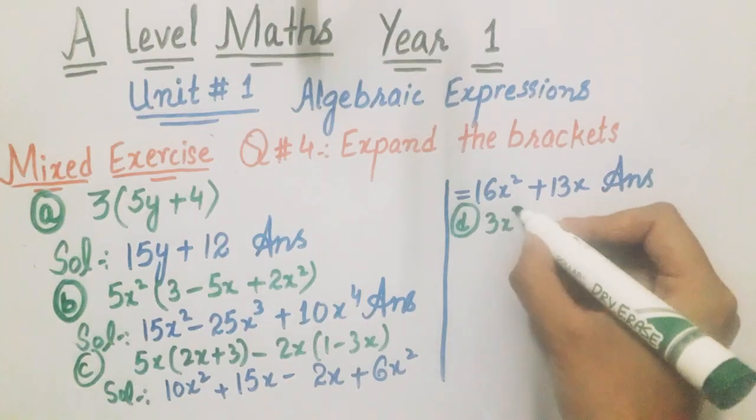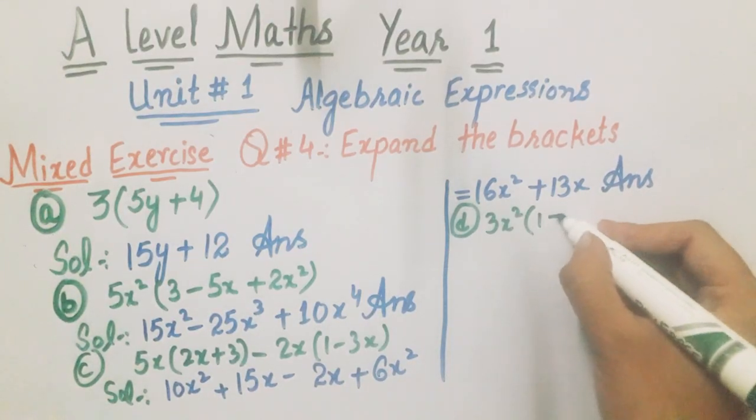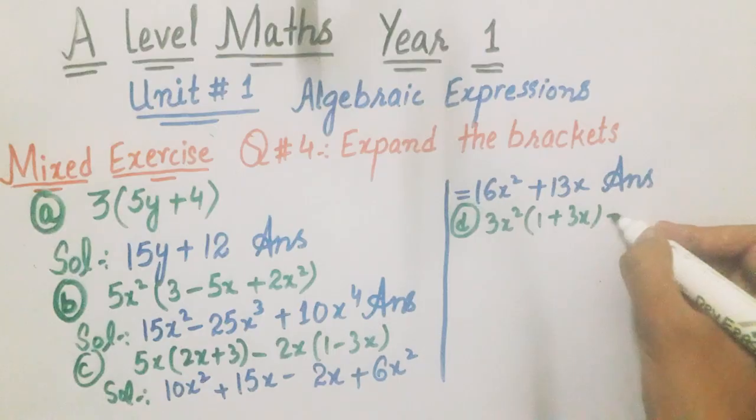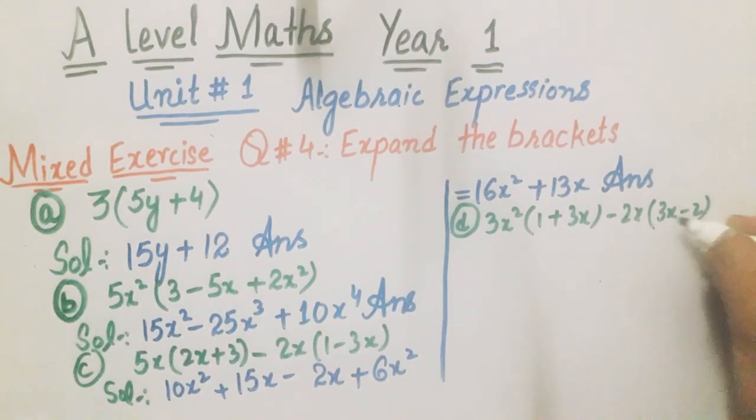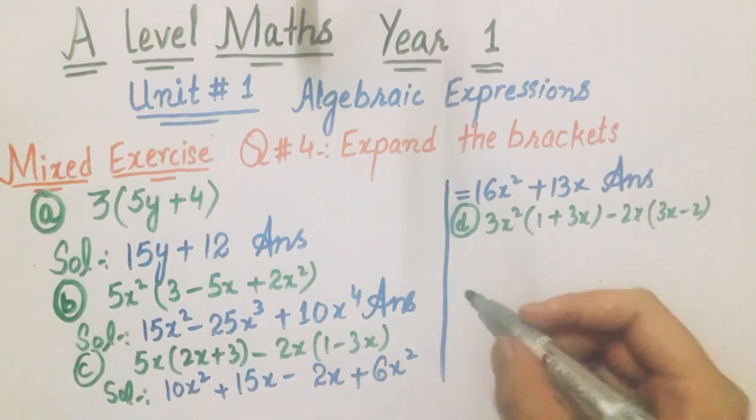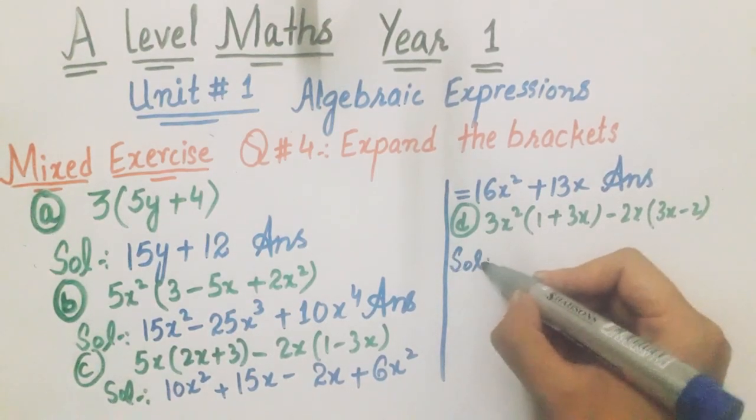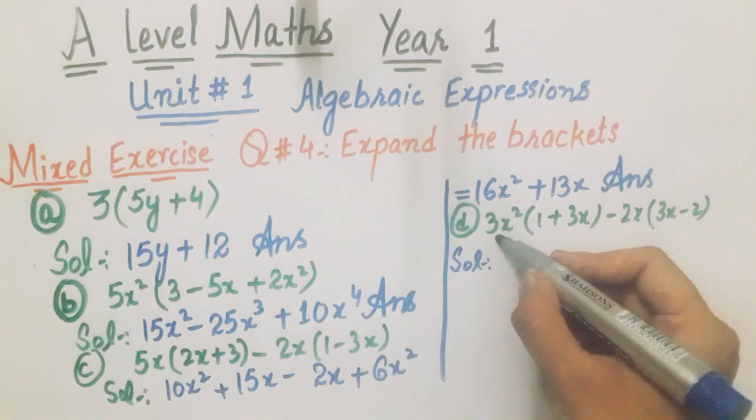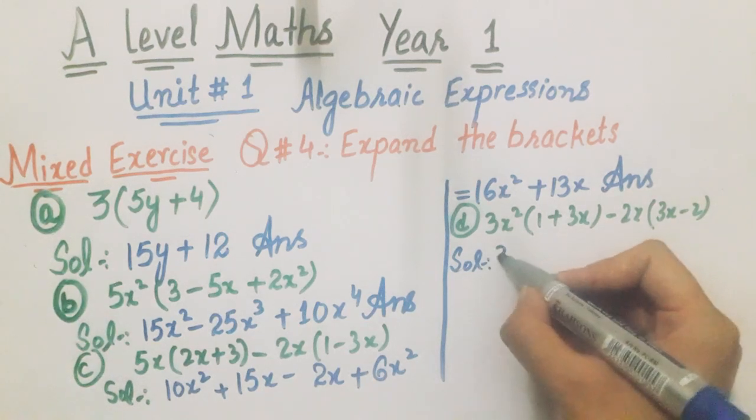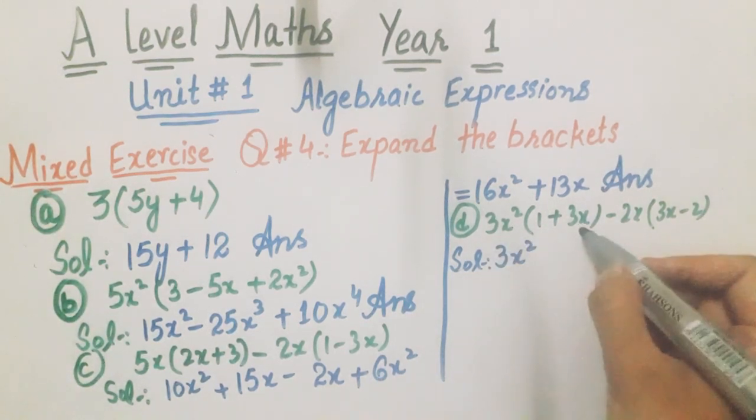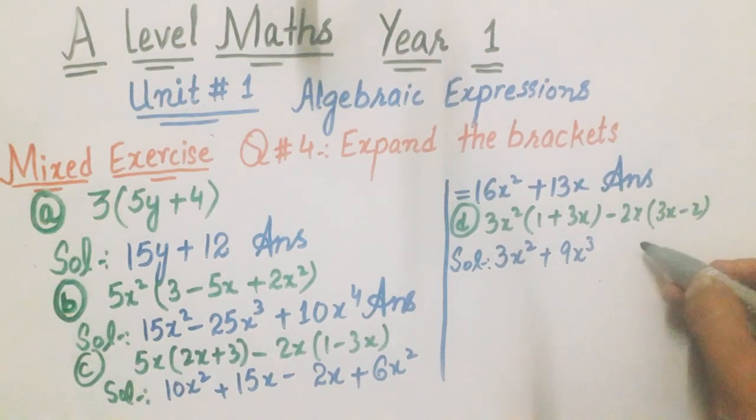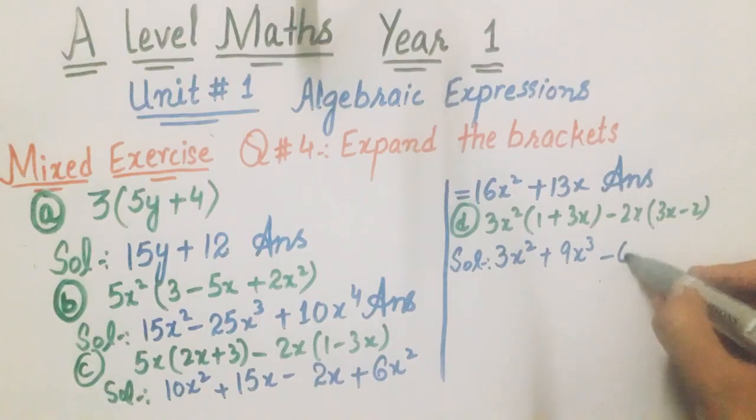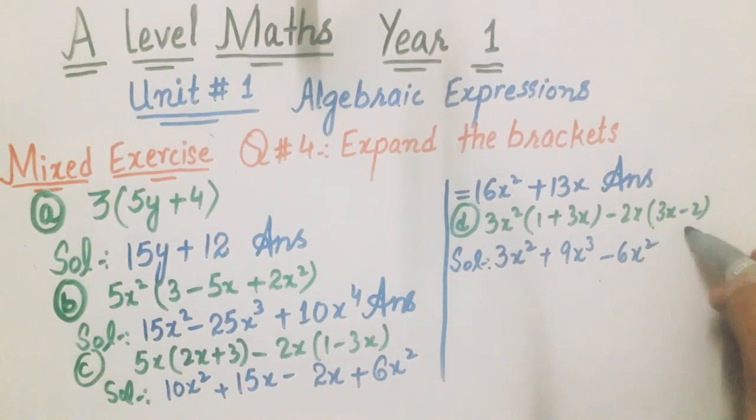that is 3x square into 1 plus 3x minus 2x into 3x minus 2. We will solve this by multiplication. 3x square into 1 is 3x square, 3x square into 3x is plus 9x cube, minus 2x into 3x is minus 6x square, and minus 2x into minus 2 is plus 4x.